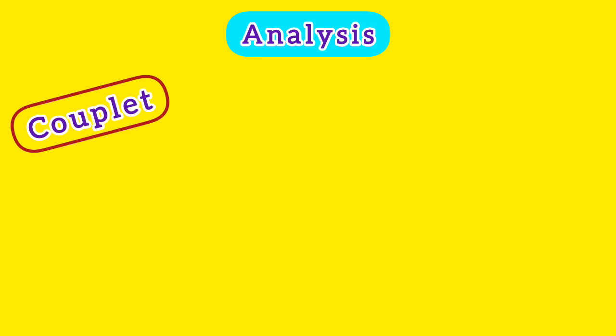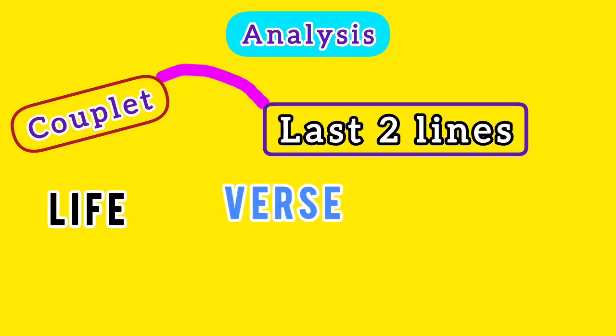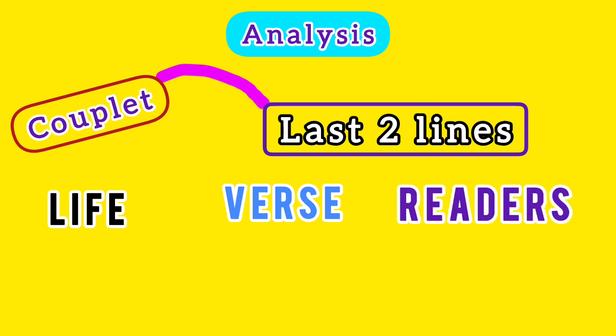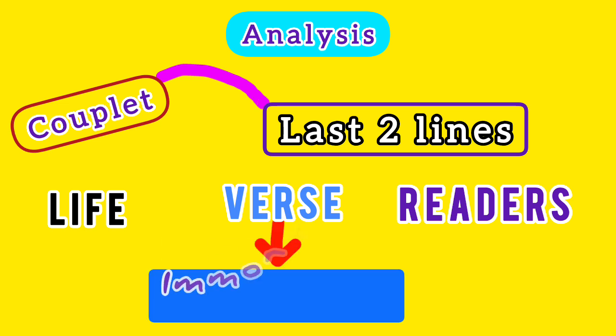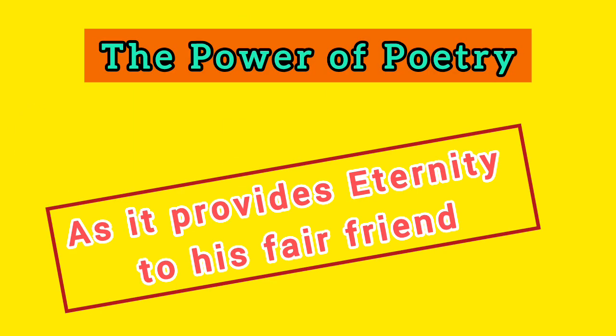Now, the couplet section. In the last two lines, that is in the couplet, the poet speaker asserts that as long as life remains on earth, the verse or poetry will be there, as well as the readers. And till then, his male friend will get eternalized in poetry and by the readers. Here he portrays the power of poetry in granting eternity to the beauty of his male friend.